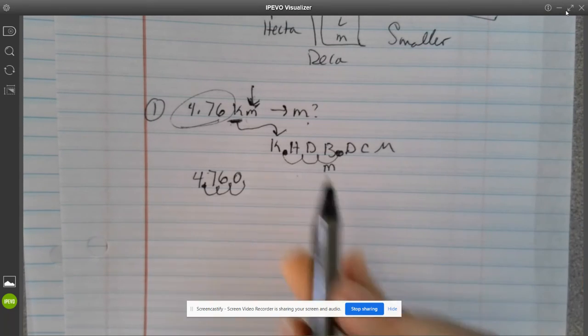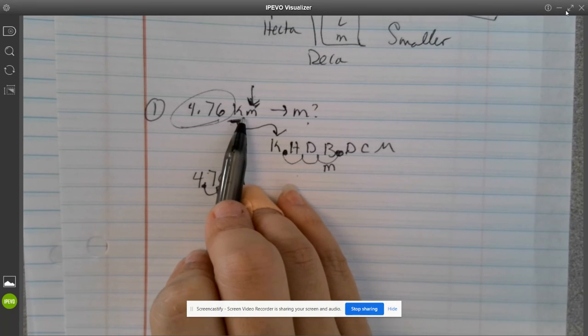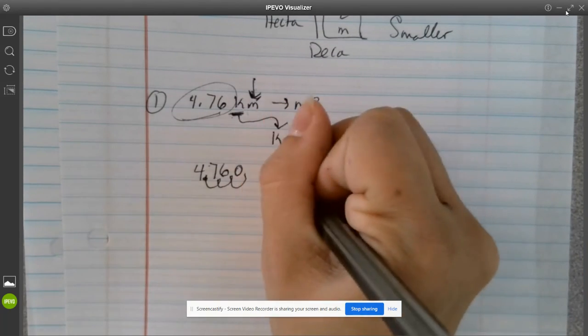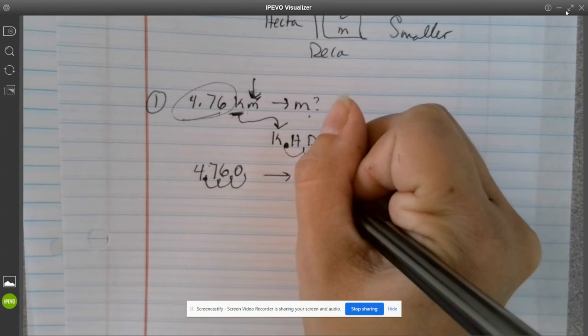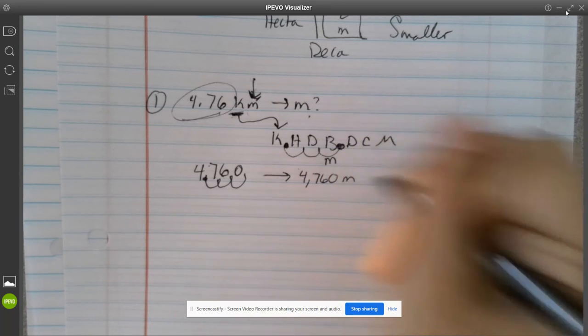So that means 4.76 kilometers will be equal to 4,760 meters.